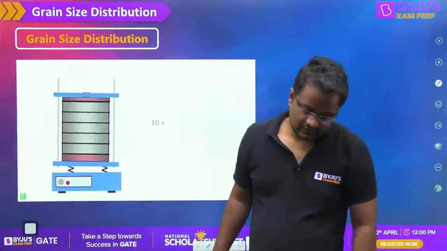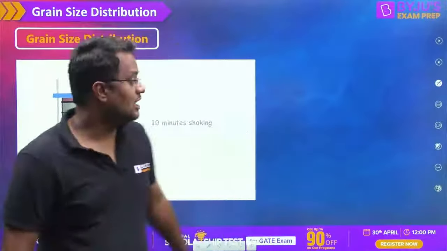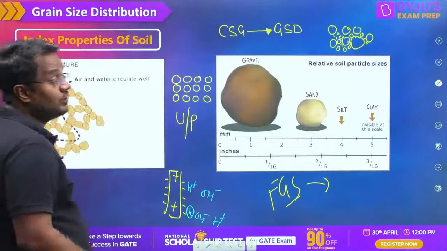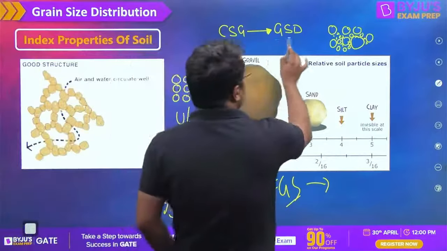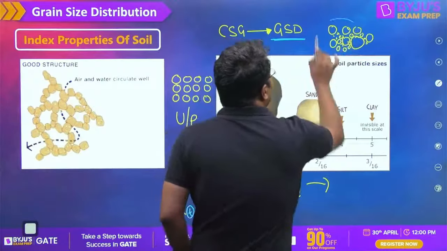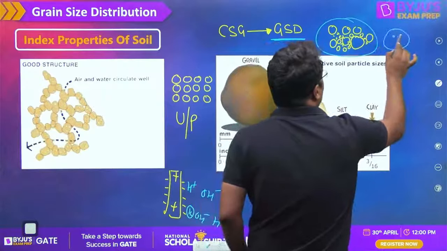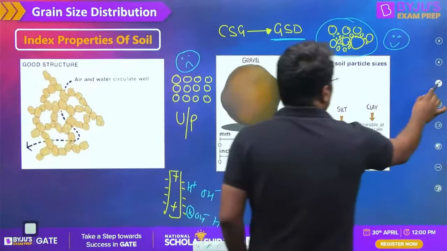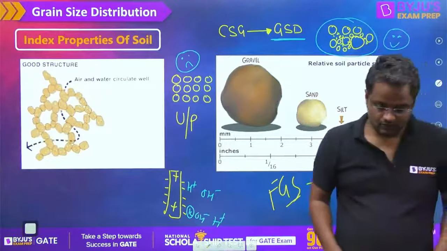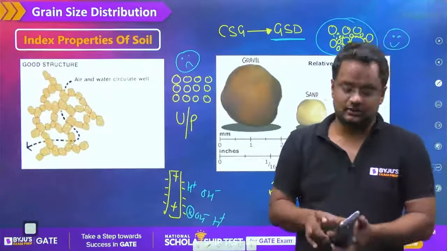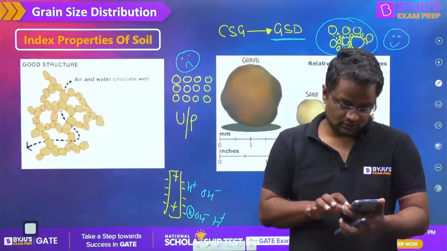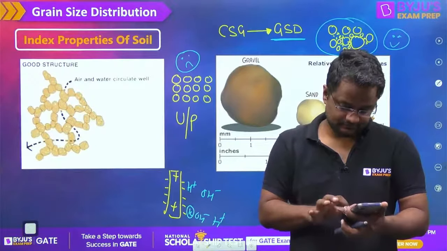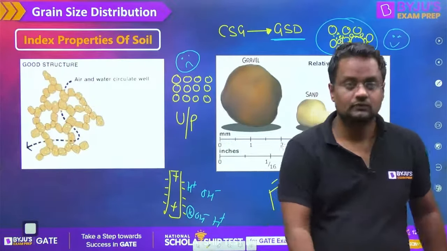Okay, excellent. Now we are going to find out the grain size distribution curve, and we want these kind of particles, not this one. Got it?